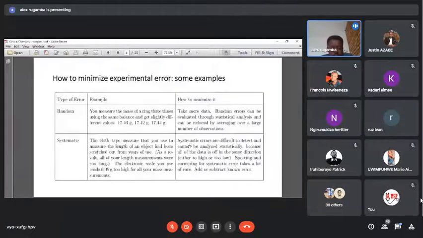So this is how to minimize these errors. For random errors, first of all, you have to check where the origin of the error is. You have to be sure to take more data. Random errors can be evaluated through statistical analysis and can be reduced by averaging over a large number of observations. Systematic errors are difficult to detect and cannot be analyzed statistically because a lot of data is off in the same direction. So spotting and correcting systematic errors takes a lot of care.